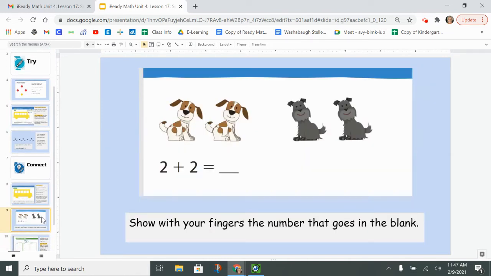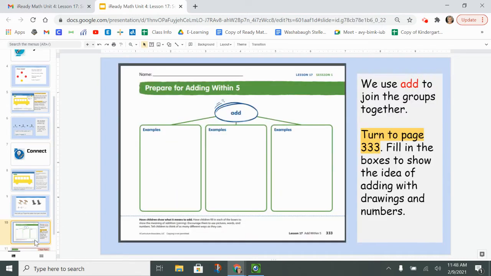All right, so let's look at these puppy dogs. How many do we have here? 2. And how many over here? 2. So how many puppies do we have all together? Show the answer with your fingers. Good. 4. 2 plus 2 equals 4. All right. Turn the page again.